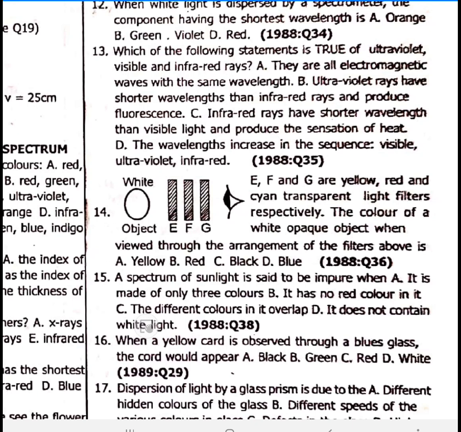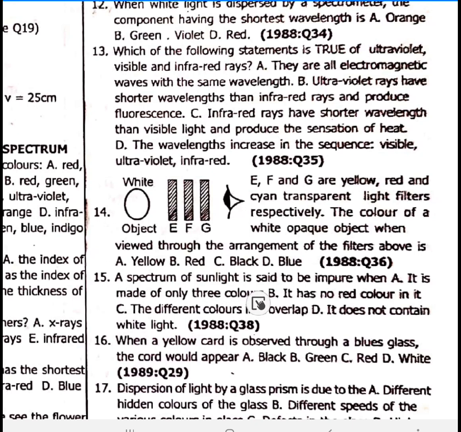Note this: the yellow filter absorbs blue, while the red one absorbs green, and cyan is actually blue and green, and it absorbs red. It will absorb the red color. Hence, what will be left is black. I'll go again. The yellow filter absorbs blue. The red absorbs green, and the cyan is actually a combination of blue and green color, which would absorb the red. So what will be left to see is black.